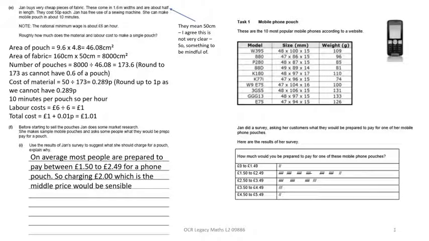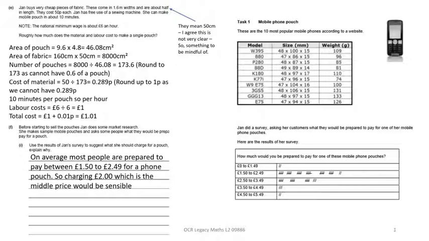We round that up to a penny, because it's actually representing less than a penny, so we need to round up to the nearest penny. Then 10 minutes per pouch, so per hour, labour cost is £6, divided by 6 is £1 a pouch. Total cost of making the pouches is £1 and a penny.